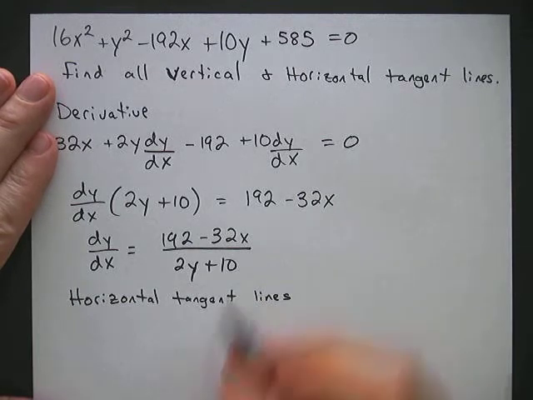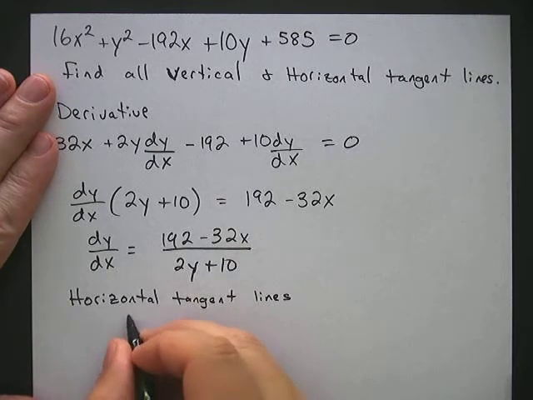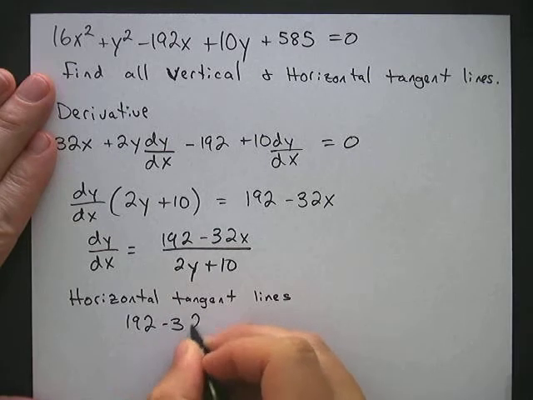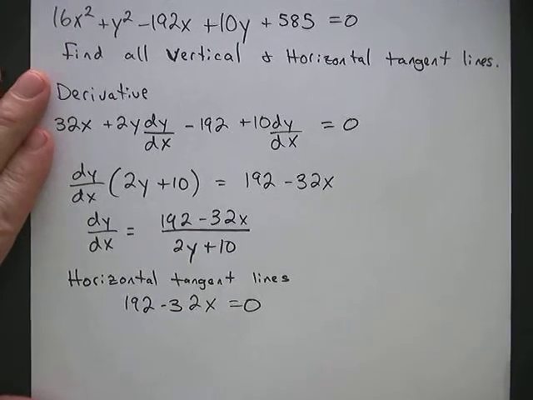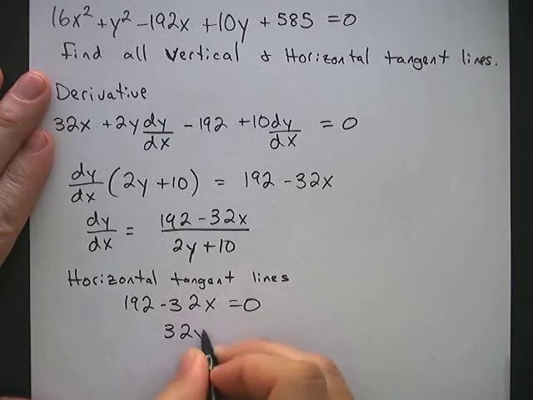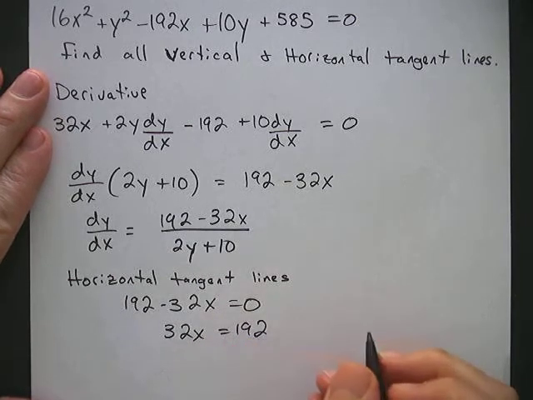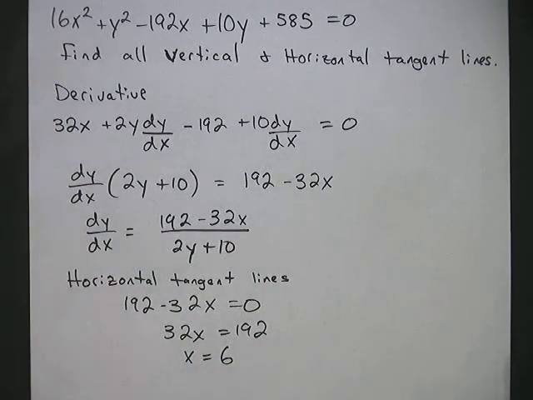When we have a fraction and set it equal to 0, the denominator doesn't really do anything, because you can just multiply it over and it turns into 0 anyway. So the 2y plus 10 immediately goes away, and I'm just going to pay attention to the numerator and set that equal to 0. When I move that 192 over and change the signs on both, I get 32x equals 192, and that becomes x equals 6 when I divide the 32 over.